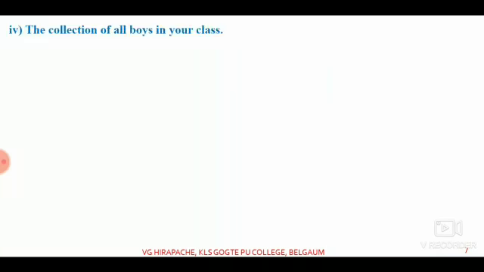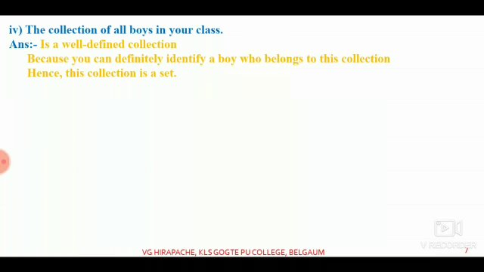The collection of all boys in your class. Whether this type of collection is a set or not. Dear students, one can easily understand the boys in our class or your class, it is easy to determine. We can count. This type of collection is called a well-defined collection. Therefore, here you can definitely identify a boy who belongs to the particular class. Such a type of collection is a set.